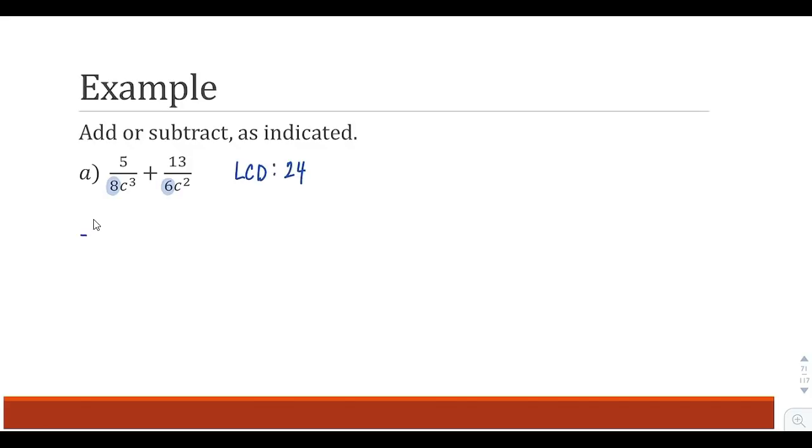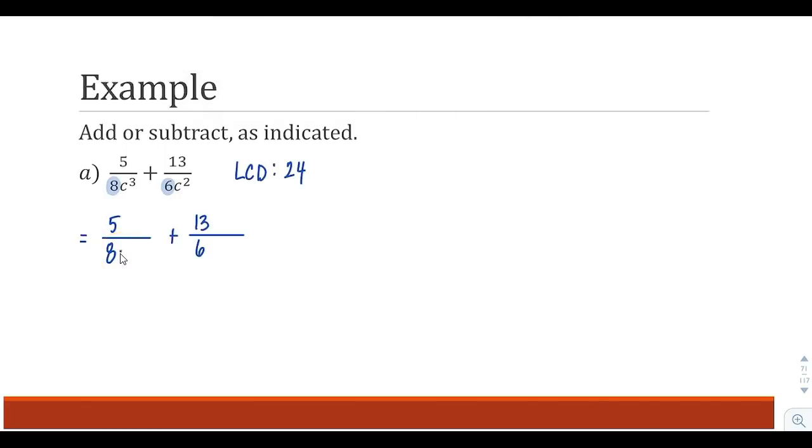So this rational expression so far, I'm just going to go ahead and write myself 2 fraction bars. So currently I have 5 over 8. So I'm just going to go ahead and talk about the coefficients for now. And over here I have 13 over 6. Well, if the LCD is 24, in order to make this denominator 24, I'm going to have to multiply by 3.